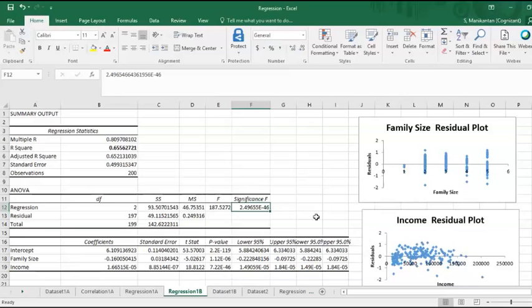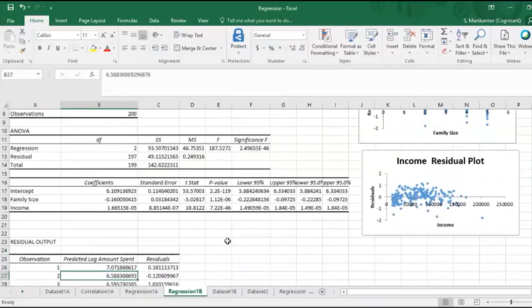Okay, now how do you predict the amount spent now using this regression output? So it will be ln of amount spent is equal to 6.1 minus 0.16 into family size plus 1.66 into e power minus 5 into income. So using this equation, you will get the ln of amount spent, and then from there you can get the amount spent value. Okay. So we are done with this problem. In the next video, we look at another regression problem.